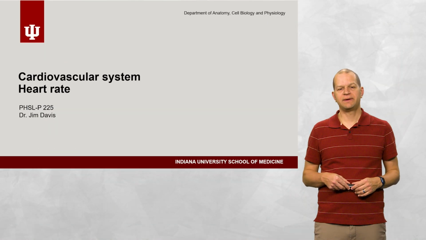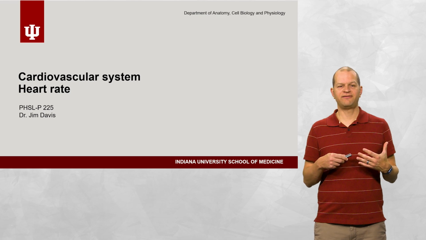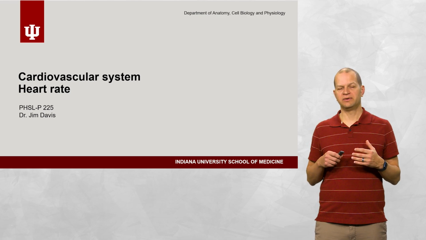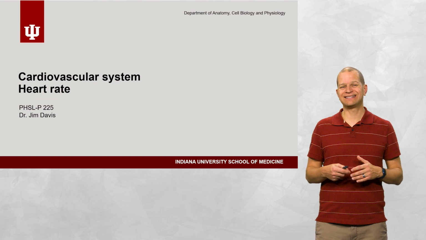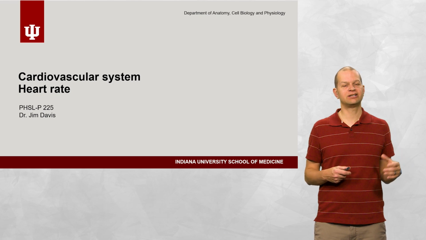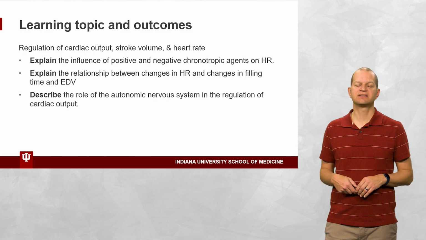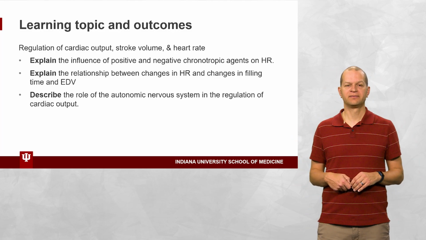So we've talked about cardiac pacemaker cells. Now we're going to talk about the variable that they have the greatest effect on, and that's heart rate. In this video, we're going to talk about heart rate, and how we can alter action potentials in a pacemaker cell to alter heart rate. We've got these three outcomes that we're going to get through.